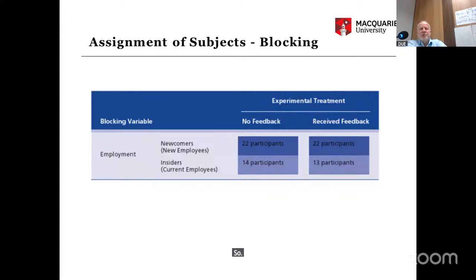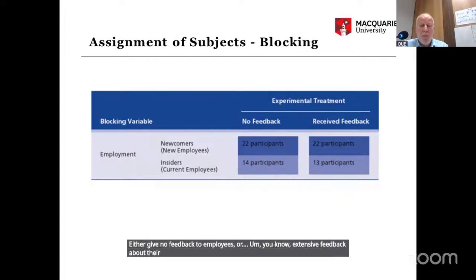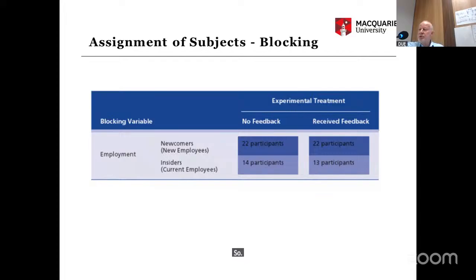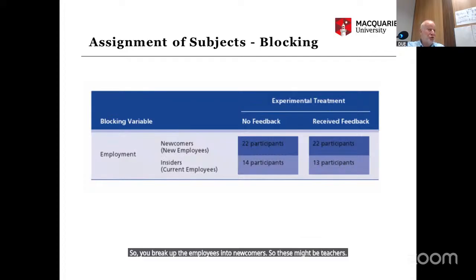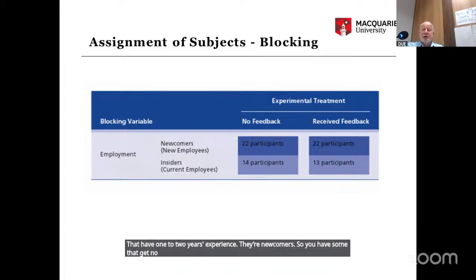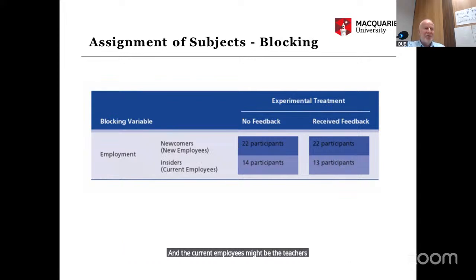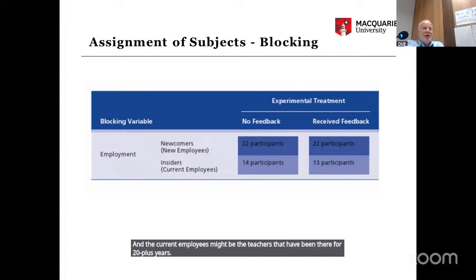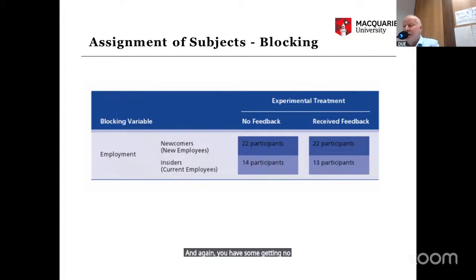So here's blocking. You decide who gets either no feedback or extensive feedback about their performance. So you break up the employees into newcomers. So these might be teachers that have 1 to 2 years experience. They're newcomers. So you have some that get no feedback and some that get detailed feedback. And the current employees might be the teachers that have been there for 20 plus years. And again, you have some getting no feedback and others getting feedback.